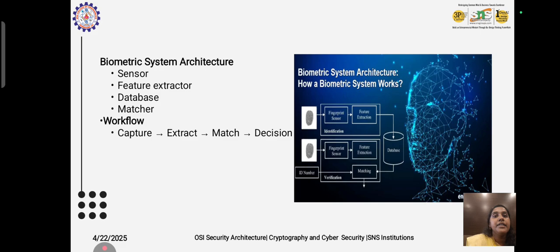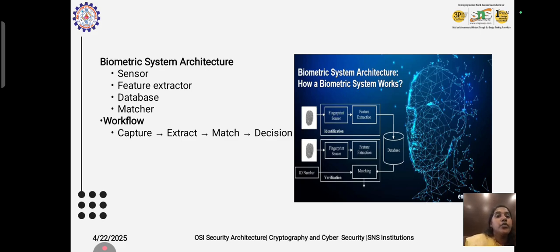Next is the biometric system architecture. Here the biometric system architecture mainly consists of the following: sensor, feature extraction, database matcher, etc. The workflow is that it will first capture, then extract, then match, and finally the decision will be taken.